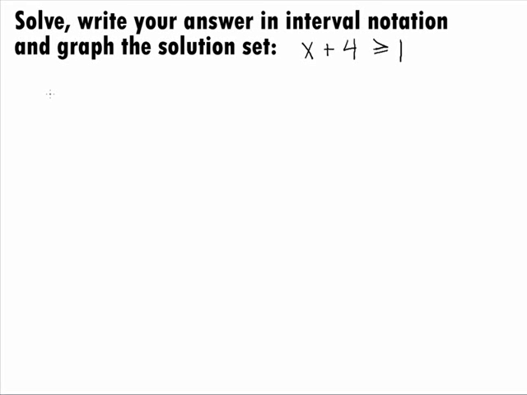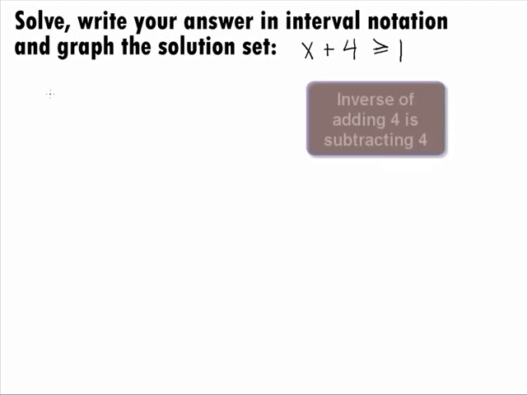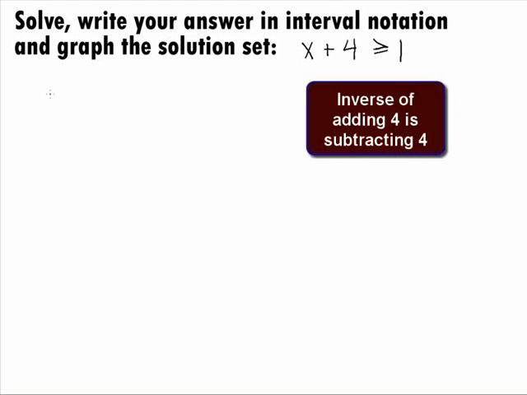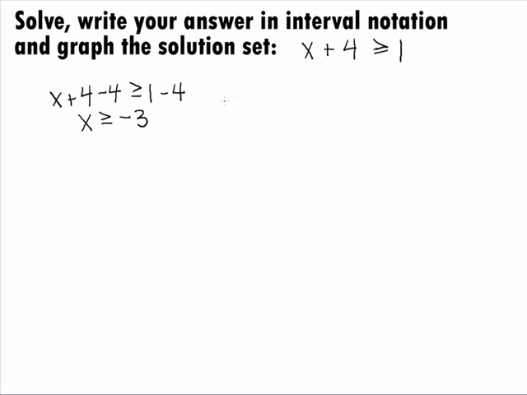In this problem, it looks like the only thing we need to move to the other side is the positive 4. The inverse of adding 4 is to subtract 4 from both sides. When we do this, we will get x plus 4 minus 4, and we'll still have the same inequality of greater than or equal to 1 minus 4, which will simplify to be x is greater than or equal to negative 3, which is our final answer to the inequality part of this problem.